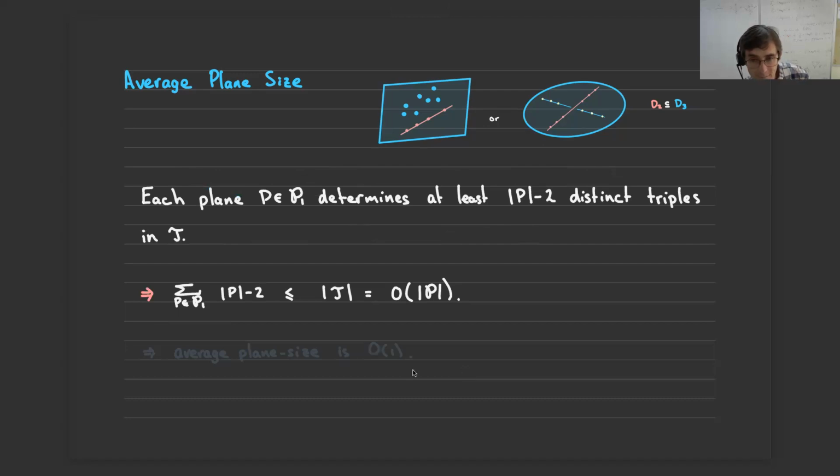And again, here, most of the planes are determined by these triples. And so here you really get that the average size of those planes is bounded. But when you combine those two facts together, you get that the average plane size is bounded overall. And that's a very brief sketch of the way our theorem works.